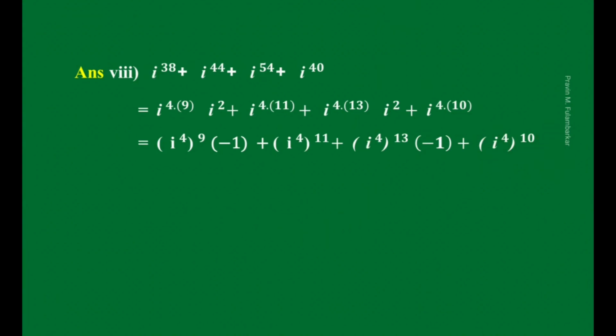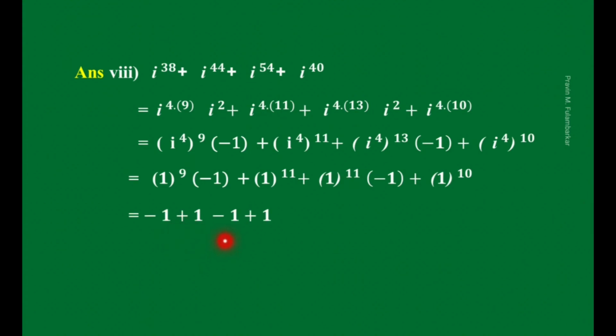Again, i raised to the power 4 we replace by 1 in each term, and then 1 raised to the power 9 is 1, 1 raised to the power 11 is 1, and 1 raised to the power 13 is 1. So we get here minus 1 plus 1 minus 1 plus 1. Minus 1 plus 1 cancel, minus 1 plus 1 cancel, we get the value 0. So in this way we solve question number 4 by using the quotient remainder form.